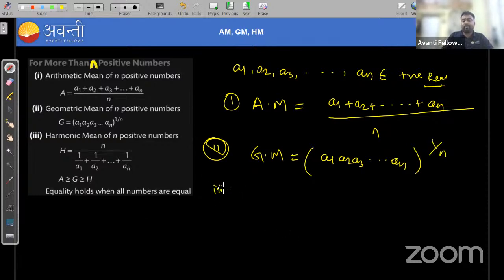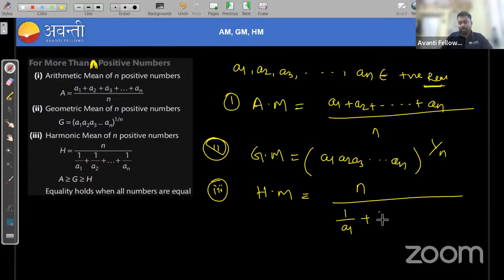And what is the formula for the harmonic mean? The harmonic mean is the number of terms divided by 1 upon A1 plus 1 upon A2 up to 1 upon An. This is the formula to find the harmonic mean. Remember these three formulae, they are very important for problem solving and will be very useful.